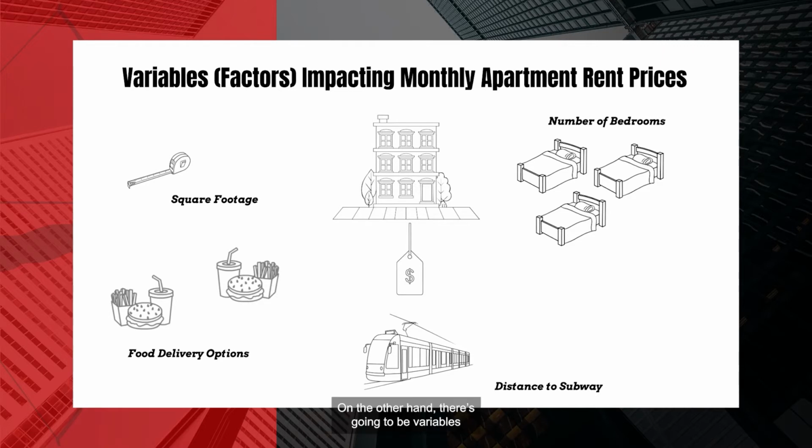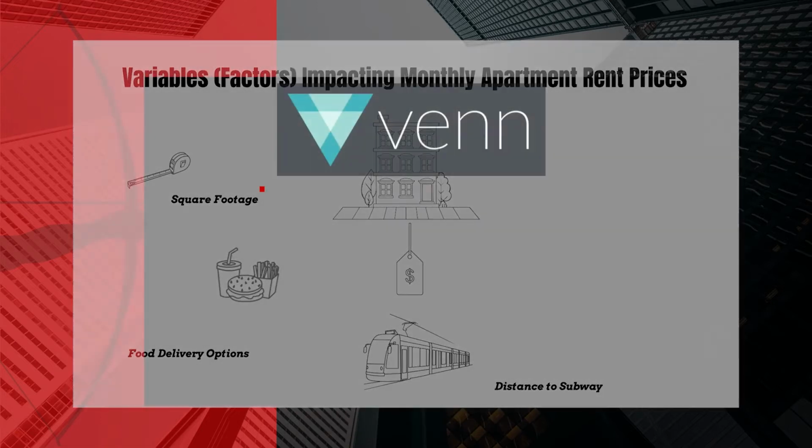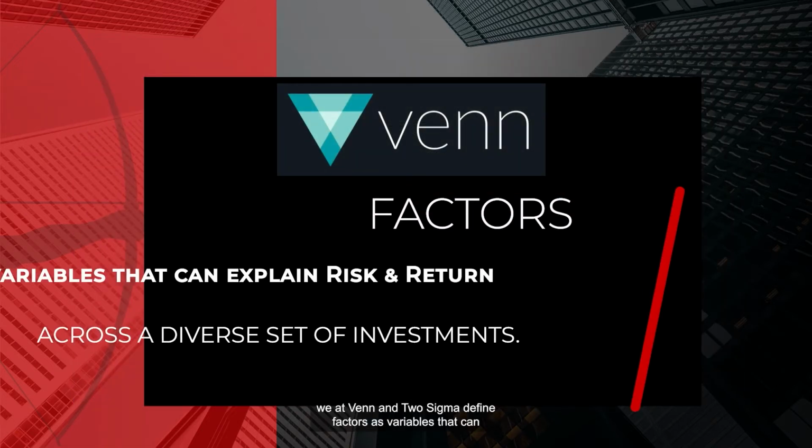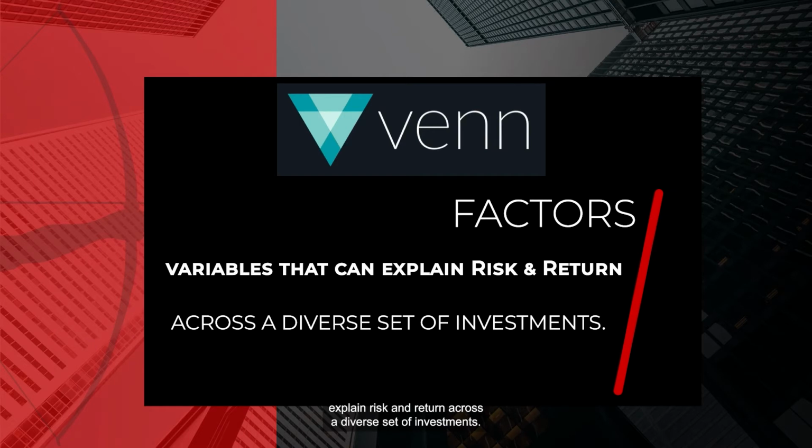And then on the other hand, there's going to be variables that are negatively related to the rent price. Distance to the subway might be a good example of that. If you have to walk further to the subway, you'd expect to pay less for that apartment, all else equal. So each of the variables that could impact apartment rent, these could be considered factors. But if we move from this non-finance rent example to investment management, we at Venn and Two Sigma define factors as variables that can explain risk and return across a diverse set of investments.